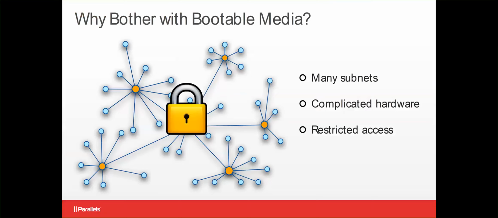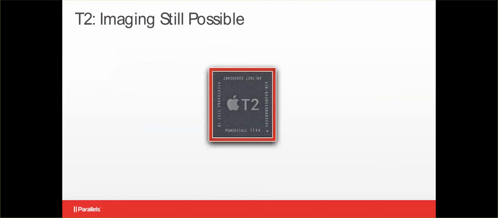So why do we bother with bootable media in the first place? Well, NetBoot is perfectly good if you have a small network or if you have devices that are NetBoot capable. But the issue is that in the case of many subnets, you need to configure DHCP forwarding. It may even be harder if you have a complicated hardware setup. And quite honestly, you may not even be allowed to do the network configuration yourself, right? So the T2 chip, when it came out, first off, NetBoot gone. Secondly, how do you go ahead and push out images?